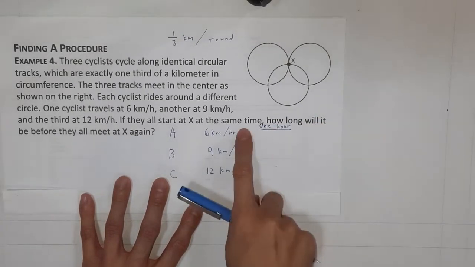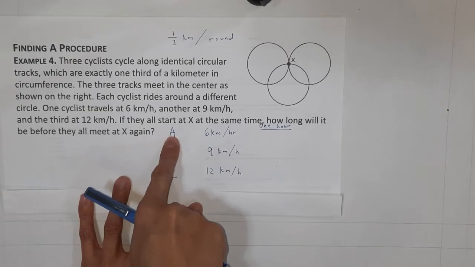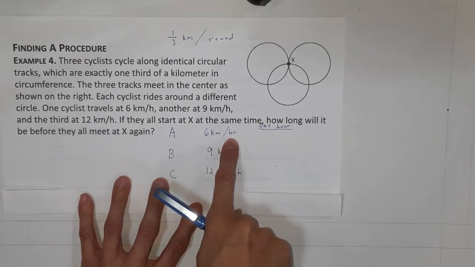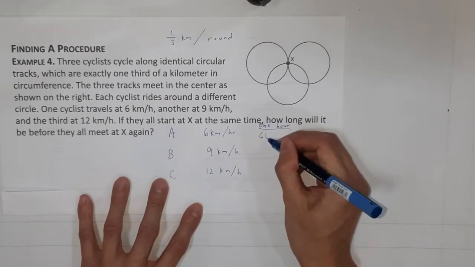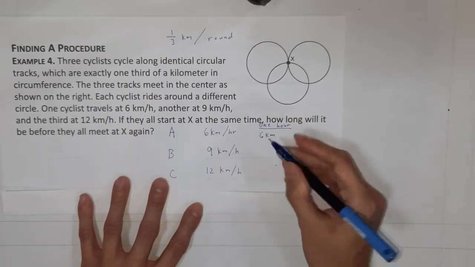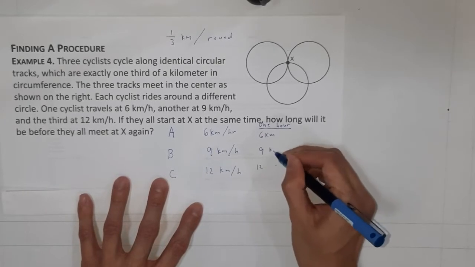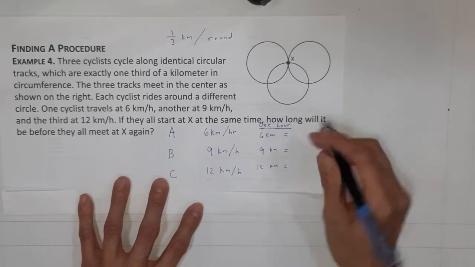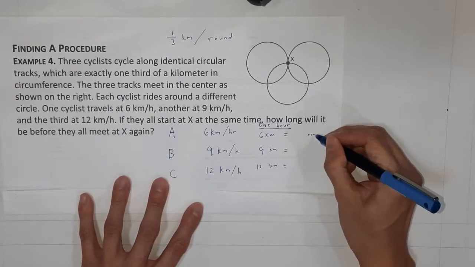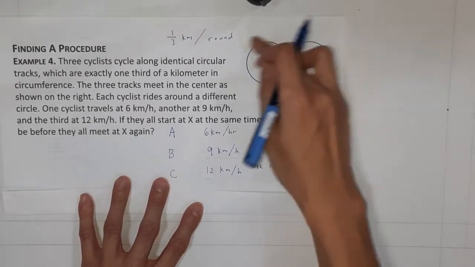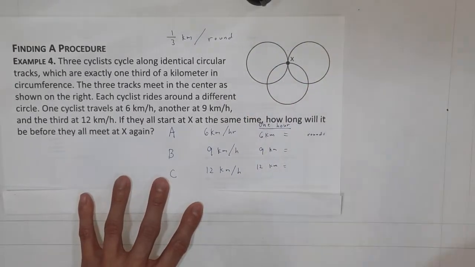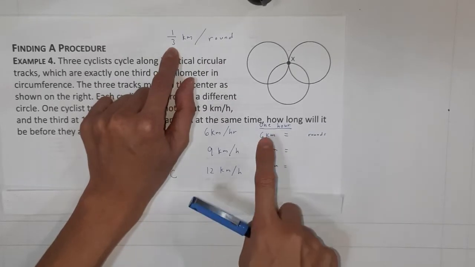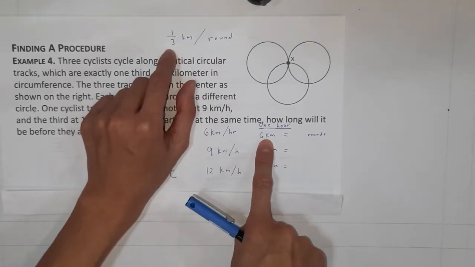In 1 hour, ilang kilometers ang matatravel ni A? Since 6 kilometers per hour siya, in 1 hour, makaka 6 kilometers siya. Hindi naman ganun kahirap. Si B and C, ganun din. 9 and 12. Next question. Yang 6 kilometers na yan, ilang rounds ang katumbas niyan? Ilang ikot dito? Well, sabi dito, ang isang ikot ay 1/3 of a kilometer. So, ang 6 kilometers ay, sige, pag-isipan, ilan?